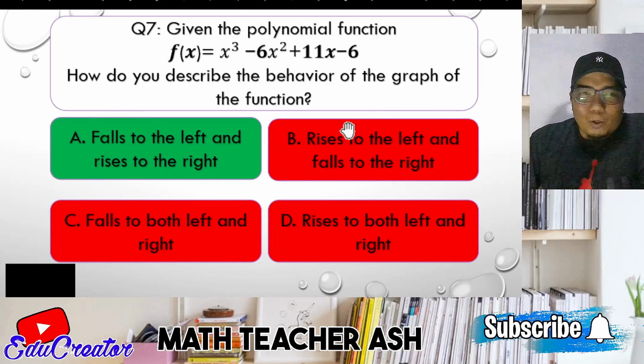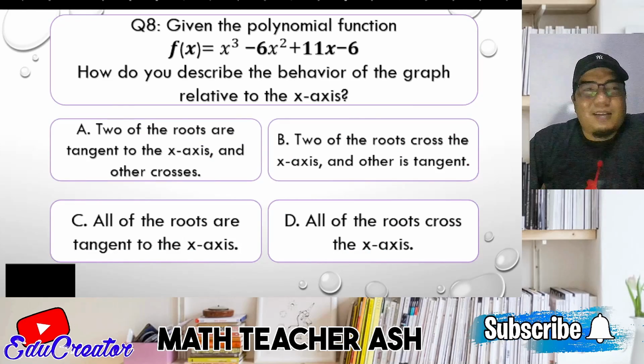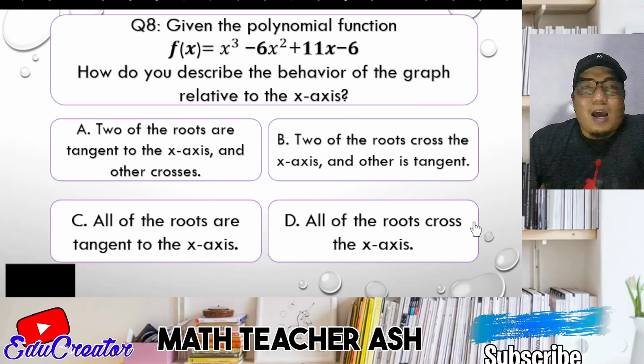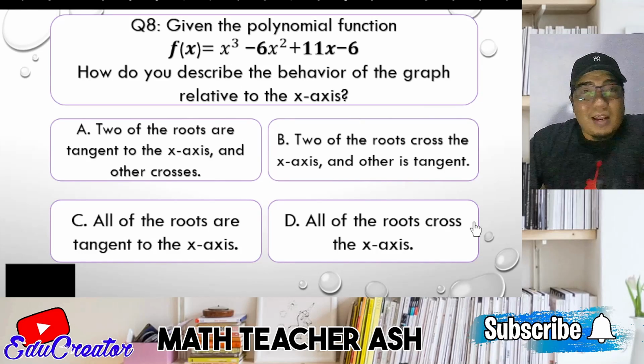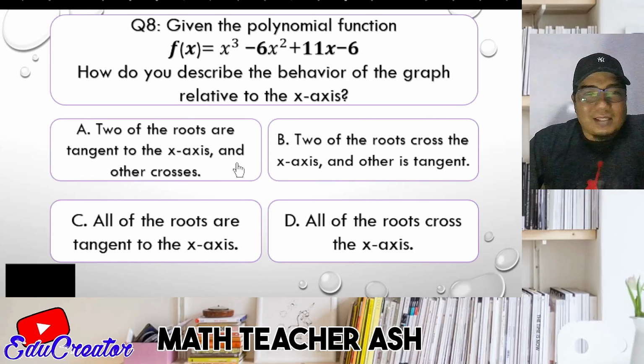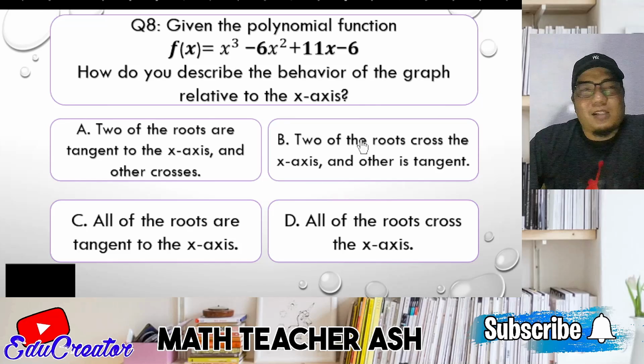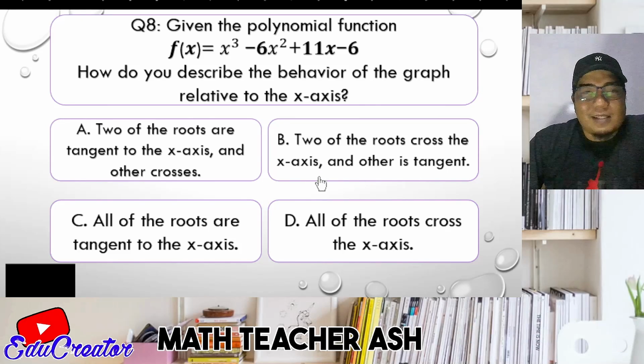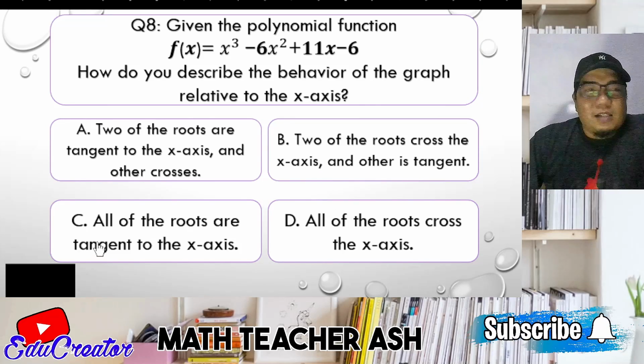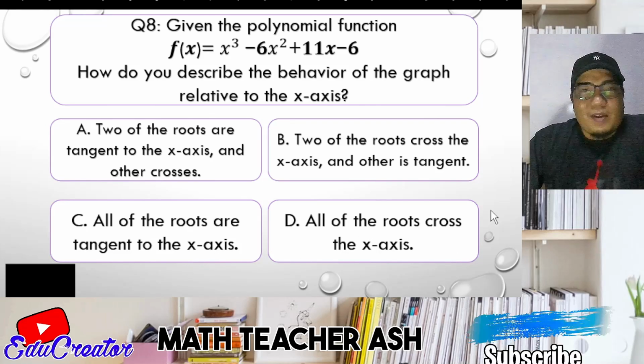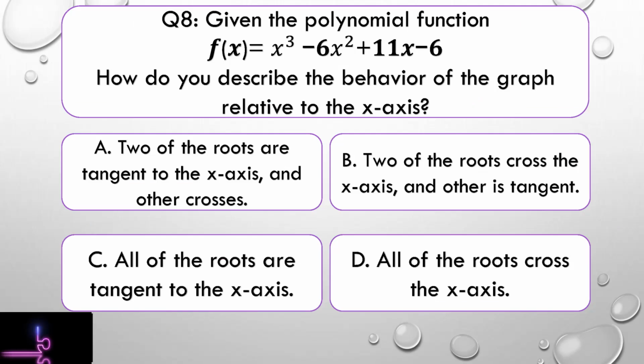Now, let us go to question number 8. Okay, given the polynomial function, ganun pa rin. How do you describe the behavior of the graph relative to the x-axis? A, 2 of the roots are tangent to the x-axis and the other crosses. B, 2 of the roots cross the x-axis and the other is tangent. C, all of the roots are tangent to the x-axis. Or D, all of the roots cross the x-axis. Okay, I'll give you 5 seconds to think about your answer.